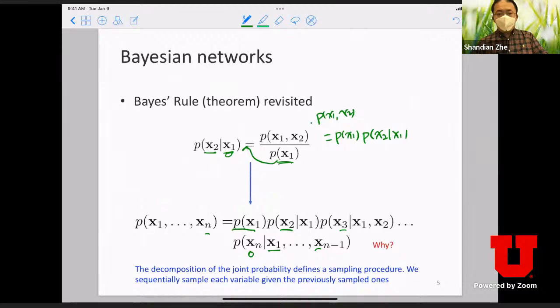Okay. That's the Bayes rule. That's what Bayes rule reflects from another point of view. It actually tells you the joint probability can be decomposed into a series of product, like a series of conditional distributions. And this decomposition actually defines a sampling procedure. Okay. If you, according to this joint distribution, how do you sample the values of x1, x2 to xn?